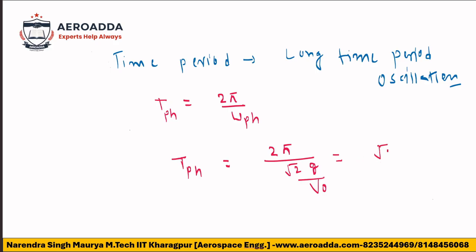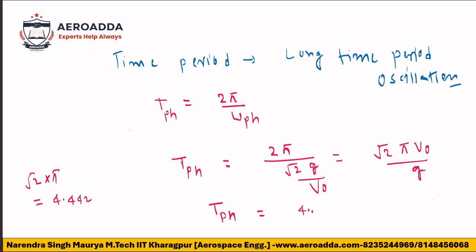We'll have the time period T_ph equal to root 2 into pi V by g. This is very, very important. Just keep this formula with you. You can also calculate it as root 2 into pi, so that constant also becomes root 2 into pi, which is 4.442. Correct? Just remember, 4.442.